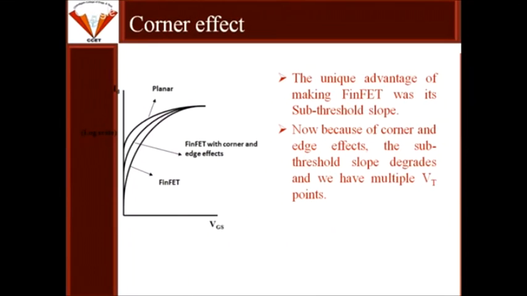The unique advantage of making the FinFET was its sub-threshold slope. Now because of corner and edge effects, the sub-threshold slope degrades, and we will also have multiple VT points.